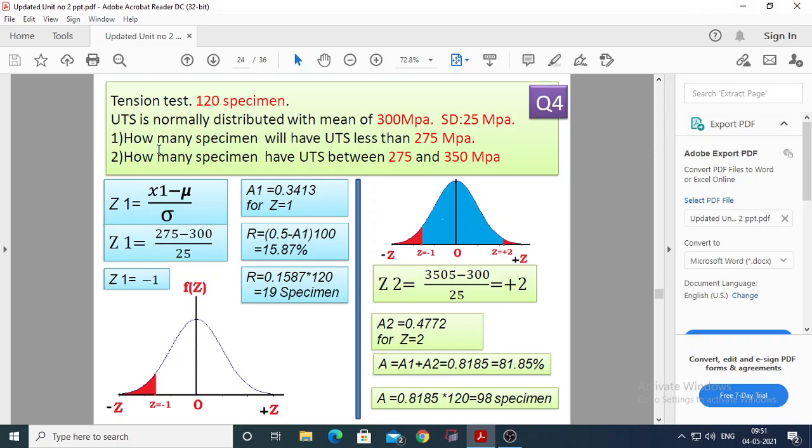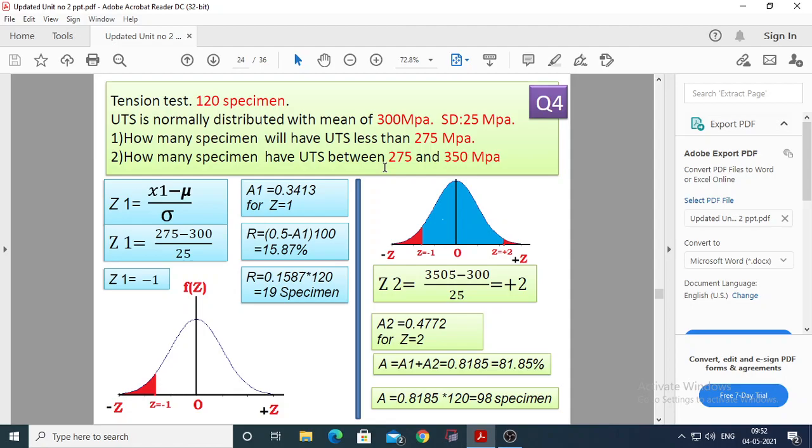Then we want to find out how many specimens will have UTS less than 275 MPa, and second, how many specimens have UTS between 275 and 350 MPa. A very simple example is given. You have to use the same procedure, don't get confused.